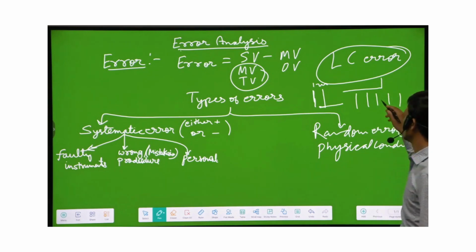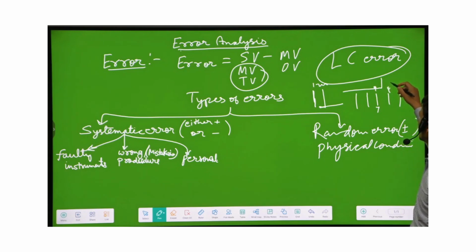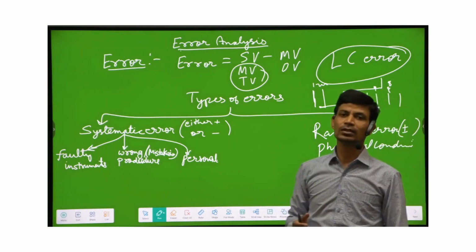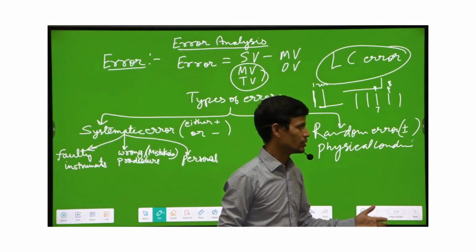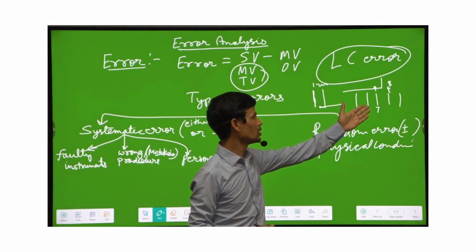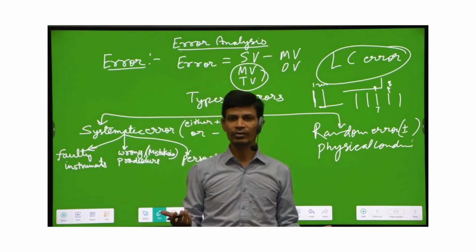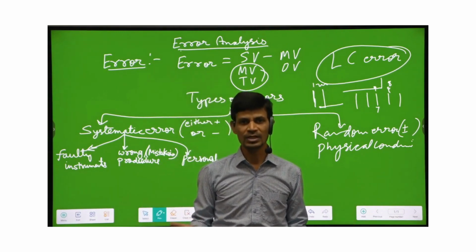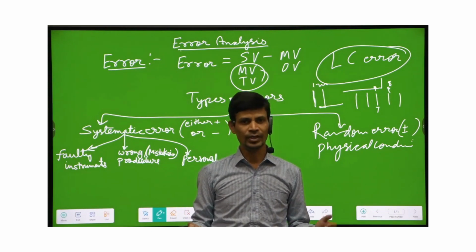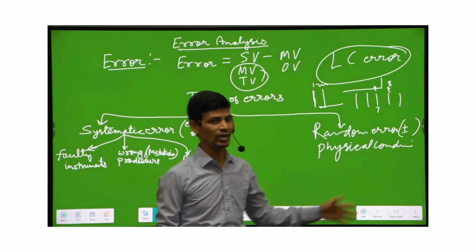Because if this was the scale and this was the object which we are going to measure, and this mark is 7, whatever be the unit, and this mark is 8, then it is neither 7 nor 8. So we can't tell what the value is here because of least count error. Whatever device we design, it will definitely have this least count error.